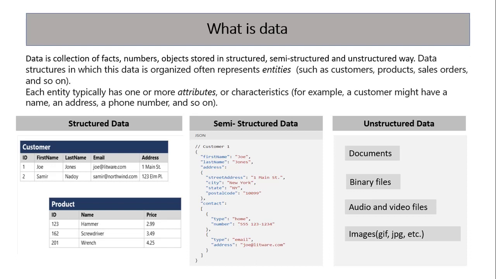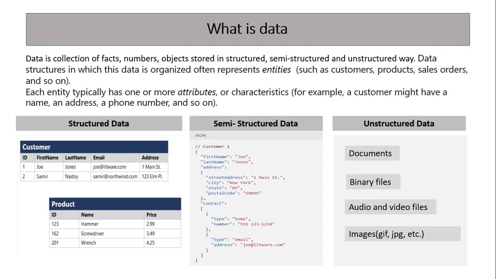Data is a collection of facts, numbers, objects stored in a structured, semi-structured, or unstructured way. So these three are formats. Structured, semi-structured, or unstructured way means, whatever data it is, how it's stored, in which format it's stored, it's all about data.